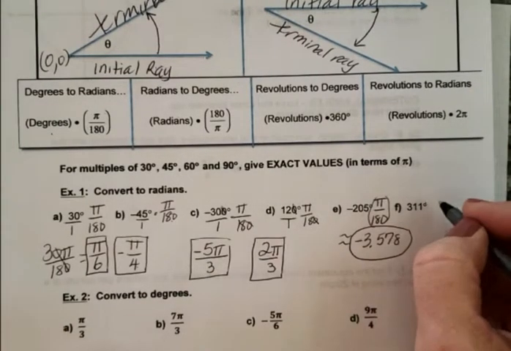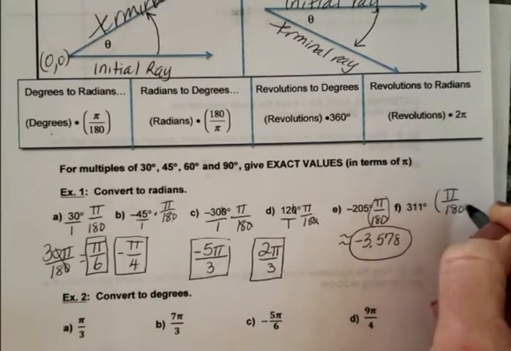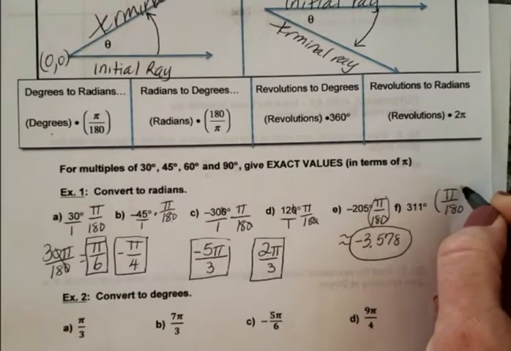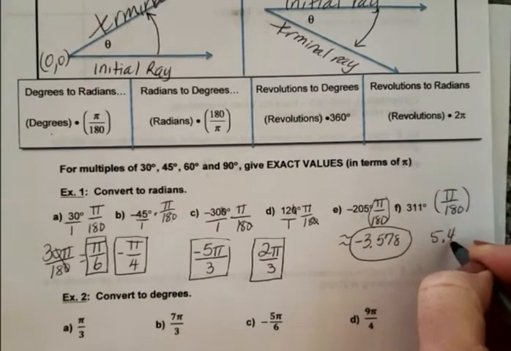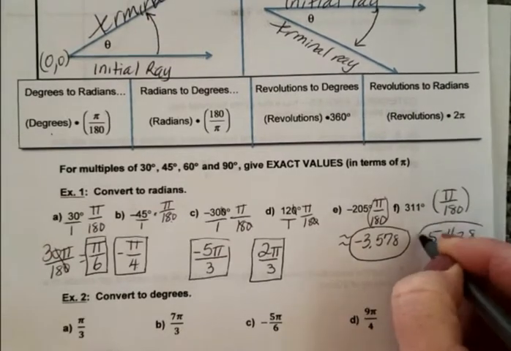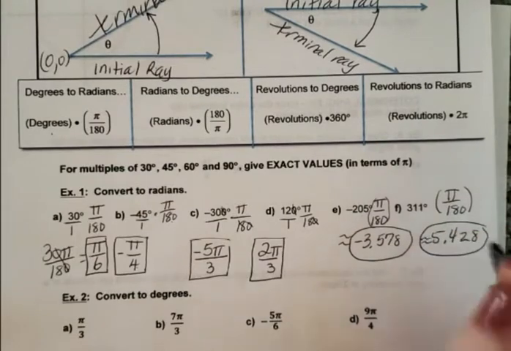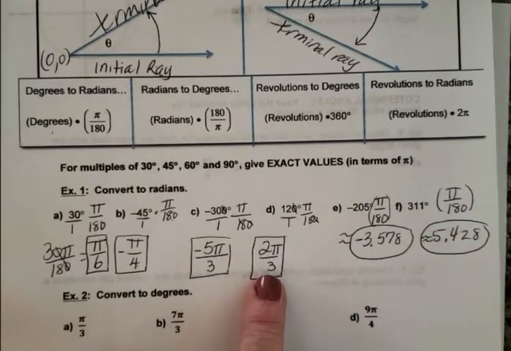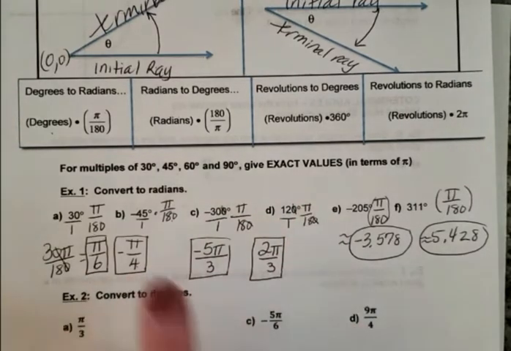So again, just multiply it by pi over 180. Go to your calculator. You'll do 311 times pi divided by 180, and that will give you about 5.428 radians. So it's okay to leave these as decimal approximations, and I'm going to put approximately equal to. Because they're multiples of 30 or 45 degrees, these angle measures, A through D, I'm going to leave them in terms of pi.